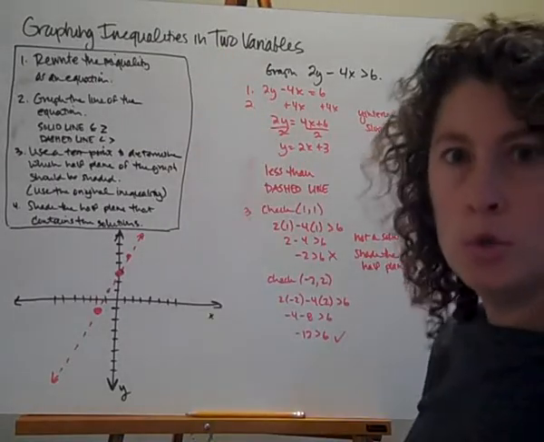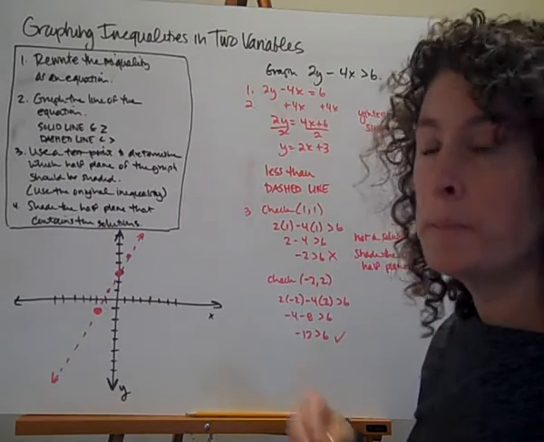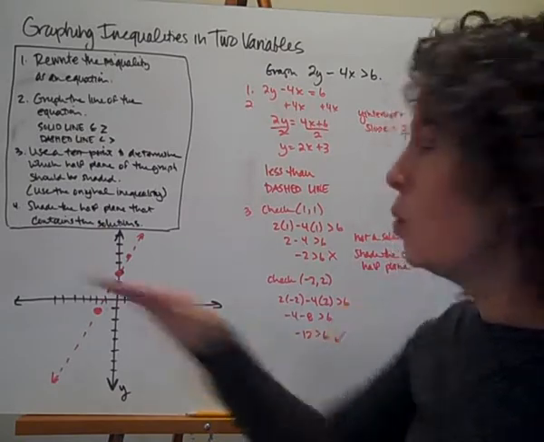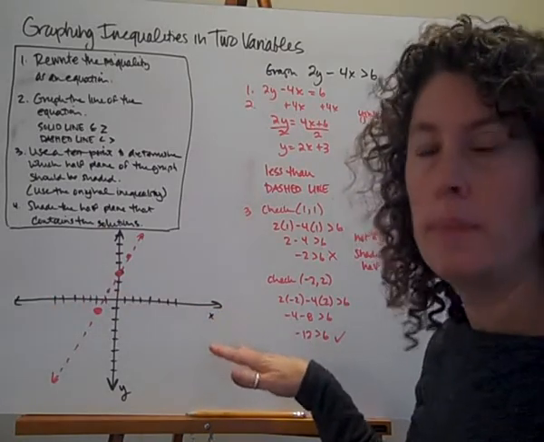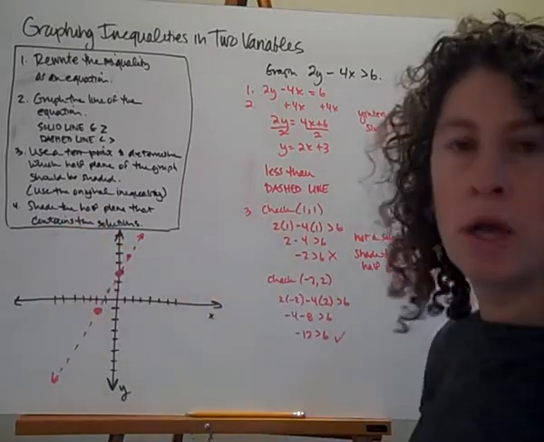Graphing inequalities in two variables. So far, up until now, we've graphed inequalities in one variable. And when we've graphed one variable, we've needed one axis, just a straight number line. When we start working with two variables, I need two axes, which is when we start looking at our coordinate plane.